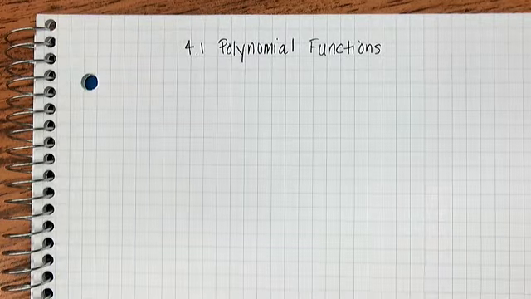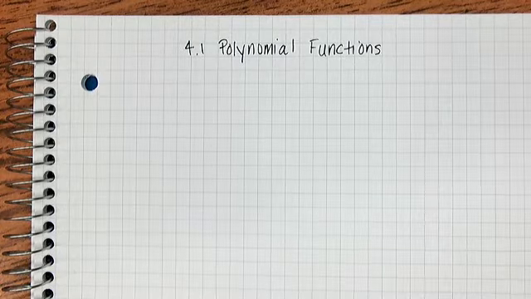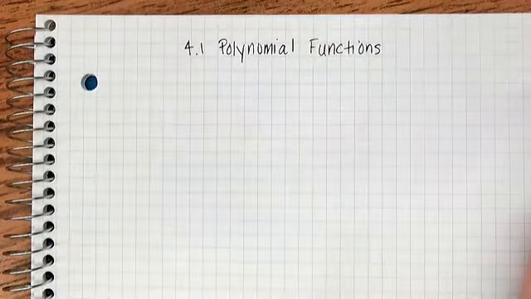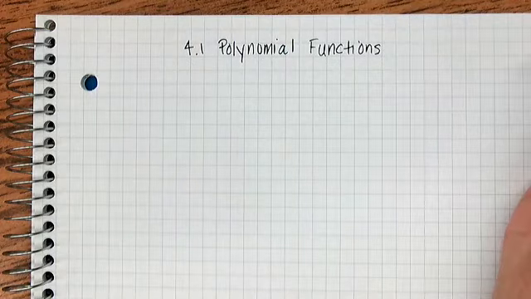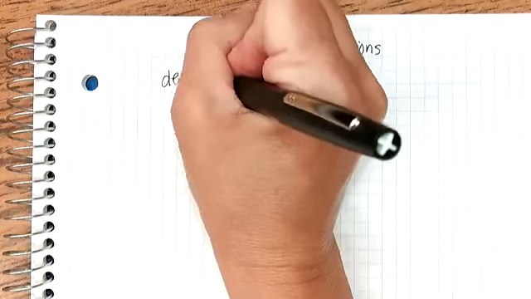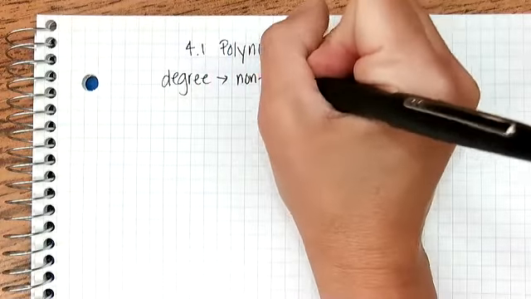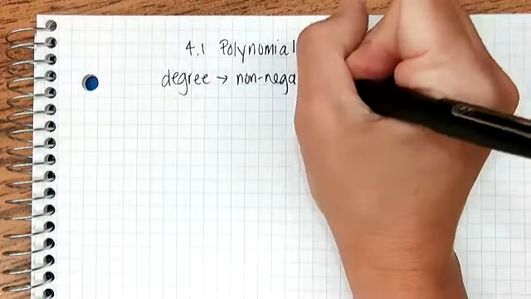Section 4.1, polynomial functions. A polynomial function is one that is smooth and continuous. The degree must be a non-negative integer, so essentially whole numbers.